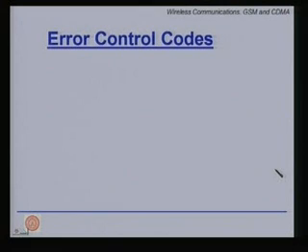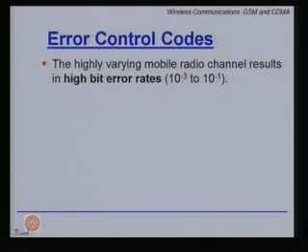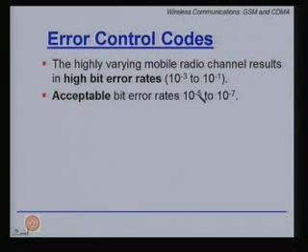Now, let us have certain slides on error control codes from the perspective of these wireless standards. We have already had an in-depth study of various error control coding techniques. This is revisiting from the perspective of wireless standards. So, clearly our mobile radio channels have high bit error rates, as bad as 10 to the minus 3 to 10 to the minus 1 uncoded, whereas the acceptable is between 10 to the minus 5 and 10 to the minus 7 bit error rates.